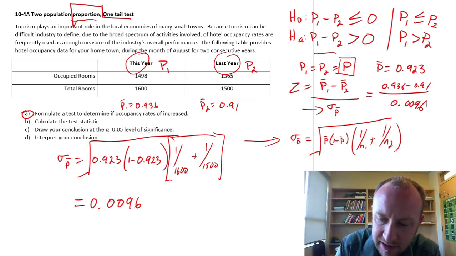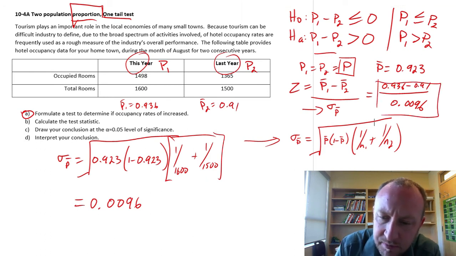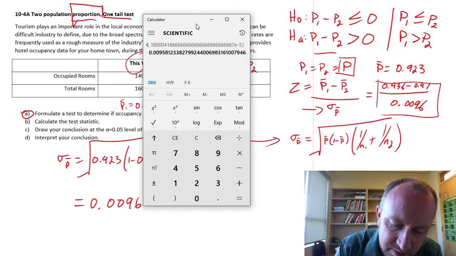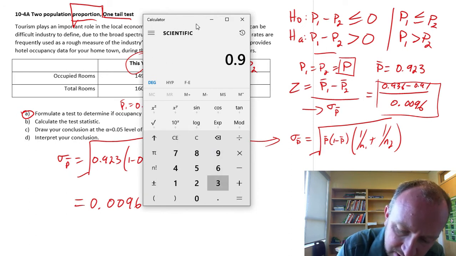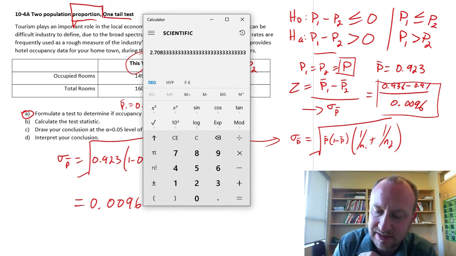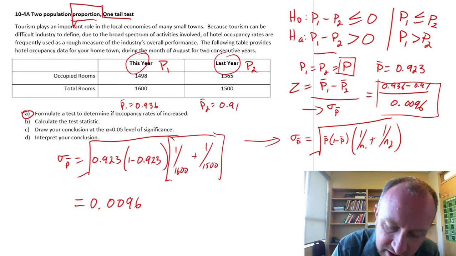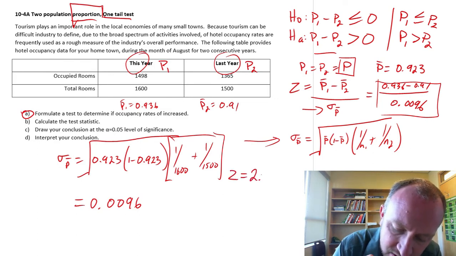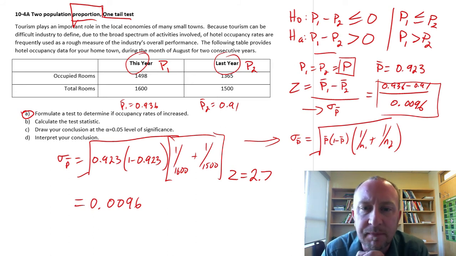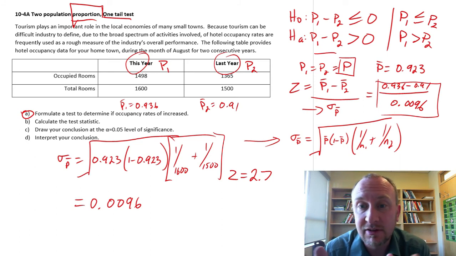So finally, we can obtain our Z statistic. I'll plug that into our formula. So now I'm looking at this calculation up here. So this now is going to be 0.936 minus 0.91 divided by 0.0096, and I get a value of 2.7. Here's our Z statistic down here, 2.7.